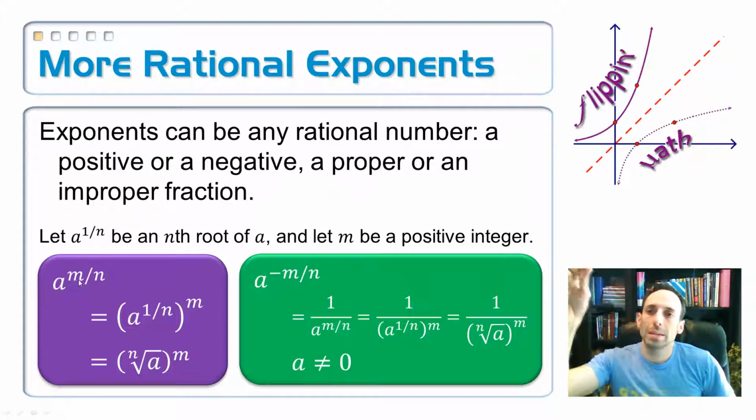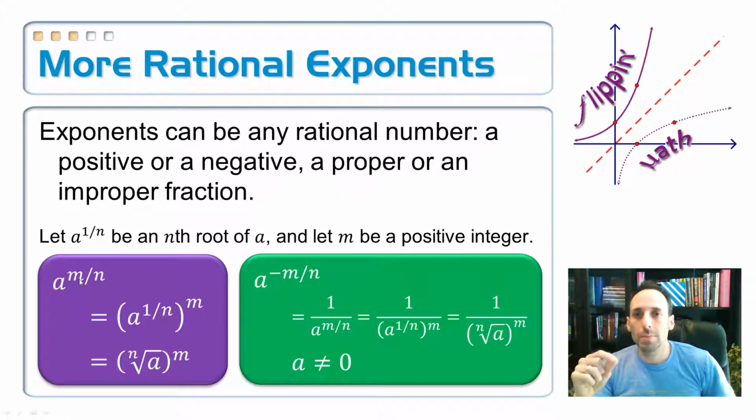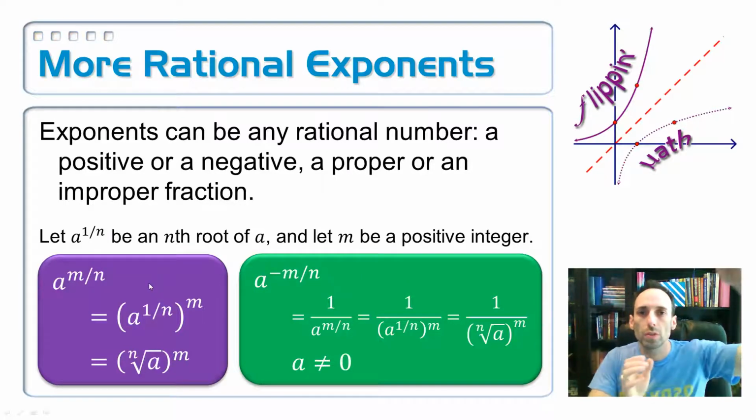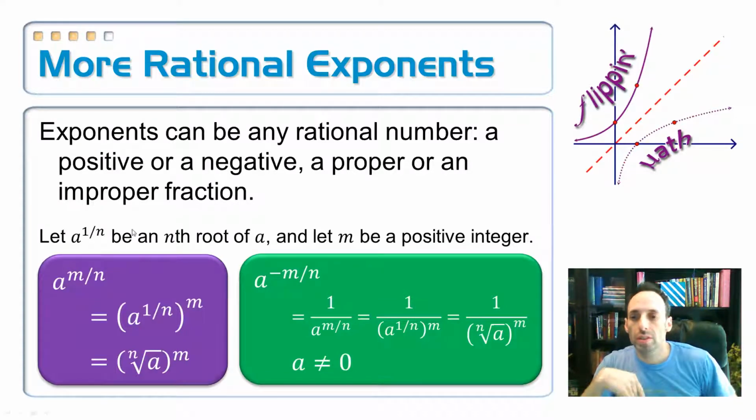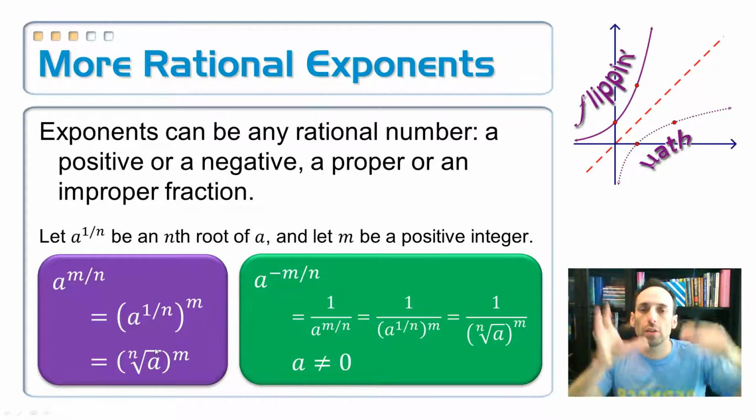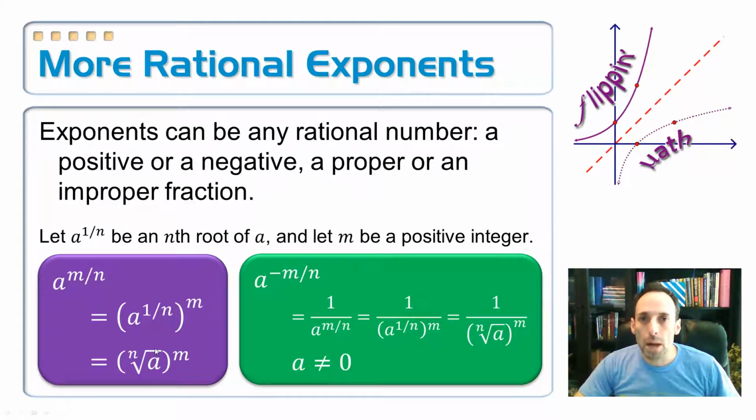a raised to the m over n is the same thing as a to the 1 over n, so this might be the 1/2 power of a, all of that raised to the m power. Well, what's inside the parentheses is the same thing as the nth root of a, still all this raised to the m power. And usually, whenever we evaluate these things, we do the root first because that makes the number smaller, and then we do the other exponent to make it bigger again.